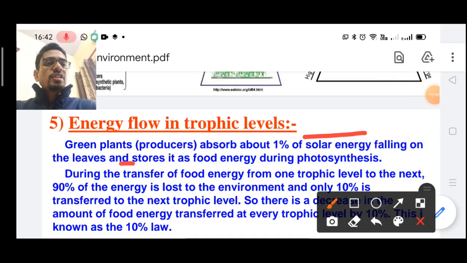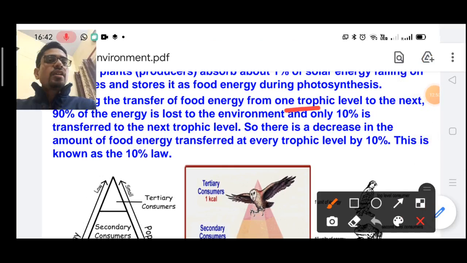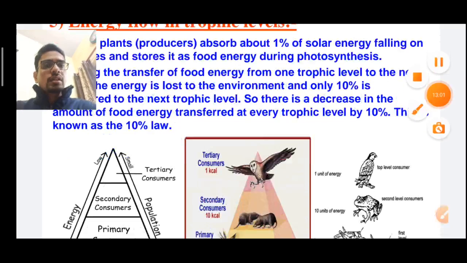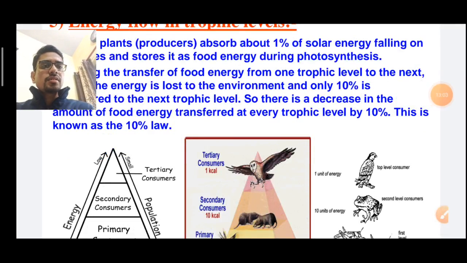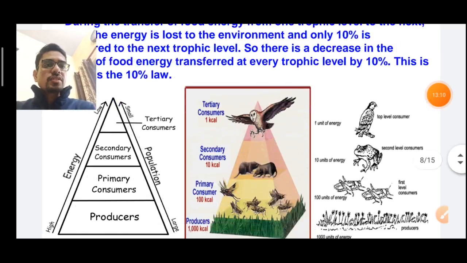Okay, after that, during the transfer of food energy from one trophic level to the next, here the 10% law begins. From one trophic level to the next, 90% of the energy is lost and 10% is transferred to the next trophic level. So there is a decrease in the amount of food energy. This energy is lost during digestion or in the form of heat. So only 10% of energy is transferred.